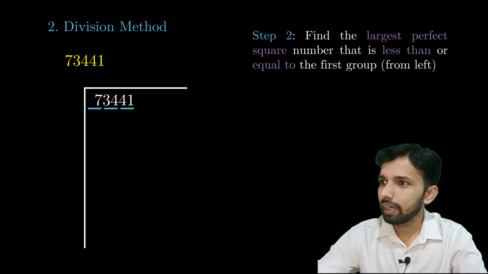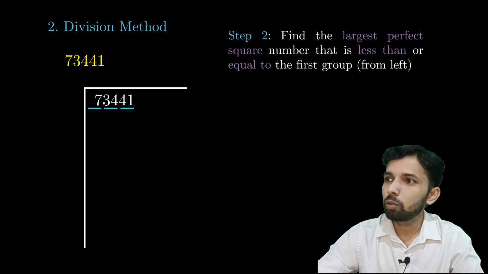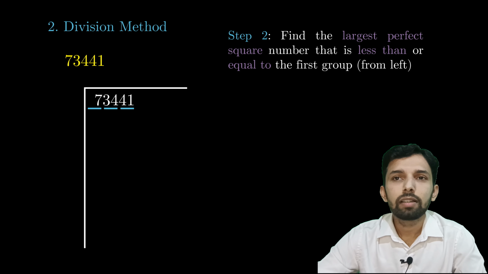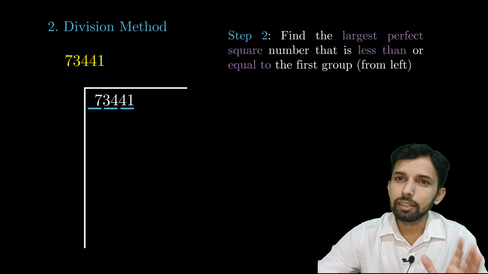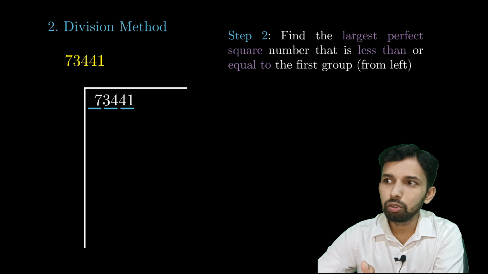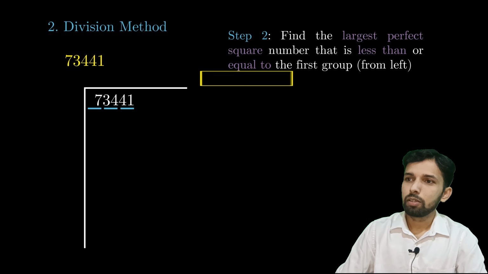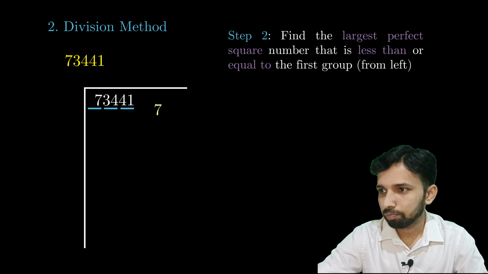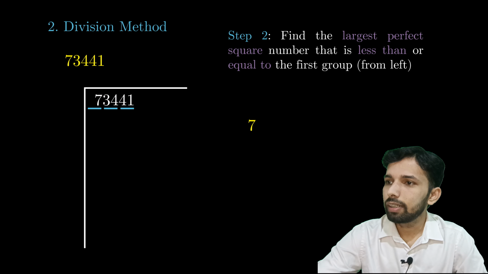Step 2. Find the largest perfect square number that is less than or equal to the first group from the left, obviously, right? Starting with the largest place value, I may say. Okay. Start with the largest place value. Which one do you think is the largest place value over here? It is 7. So we will talk about 7. Okay. Let's do it.